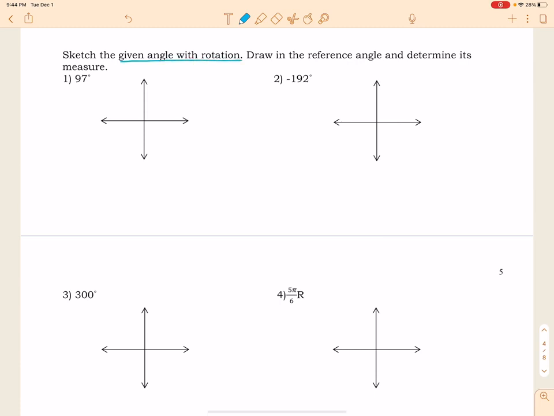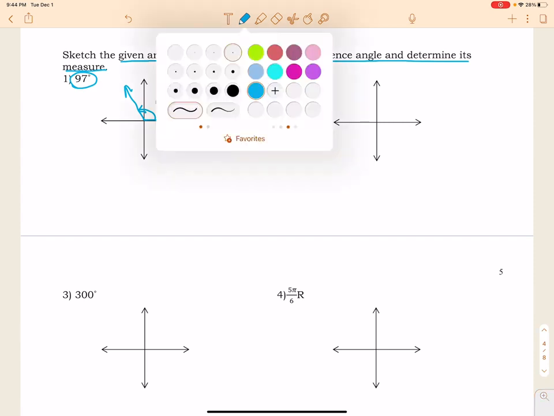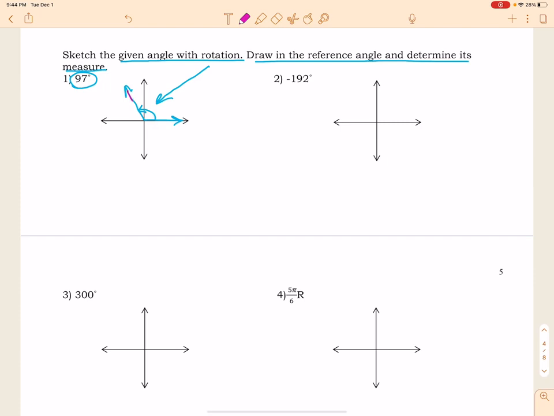Okay, so let's look at some specific examples. We're going to sketch the given angle with rotation. We're going to show the direction it's going. Then we're going to draw in the reference angle and determine its measure. All right, so these are always going to start on the positive x-axis. This is a positive 97, so I'm going counterclockwise, roughly 97 degrees. That's what showing the rotation is. Then we're going to draw in the reference angle. So remember, the reference angle always uses the terminal side and the part of the x-axis that's closest to it, which would be right here. So this is the reference angle. We've got to find its measure, though.